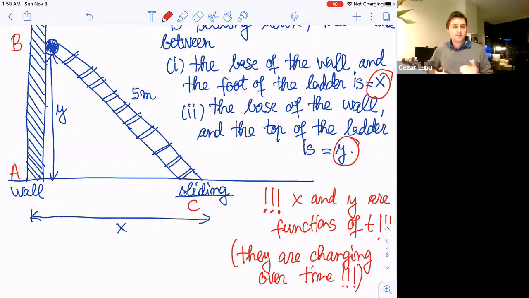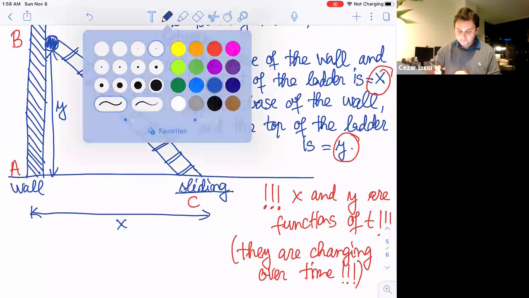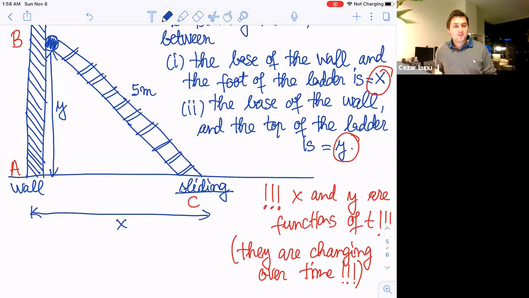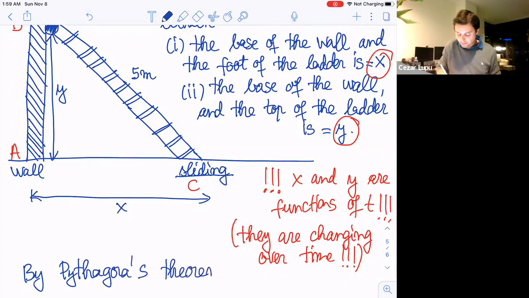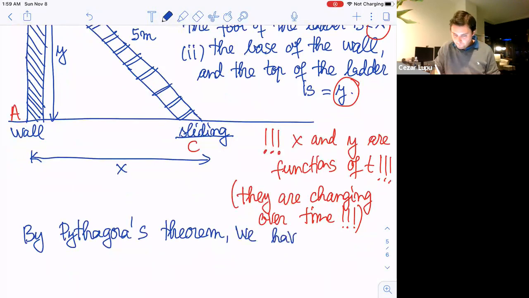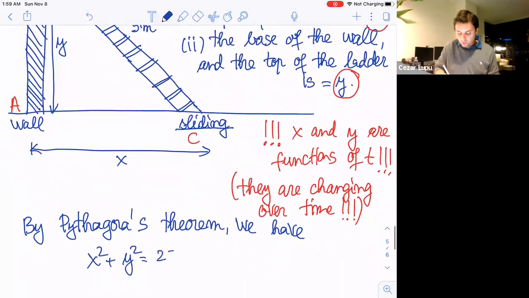The distance from A to C is x, the distance from A to B is y, and the distance from B to C, which is nothing else than the length of the ladder, is 5 meters. Well, our good old friend Pythagoras says that the sum of the squares of the feet will be the square of the hypotenuse. So by the Pythagorean theorem, we have that x squared plus y squared equals 5 squared, which is 25.